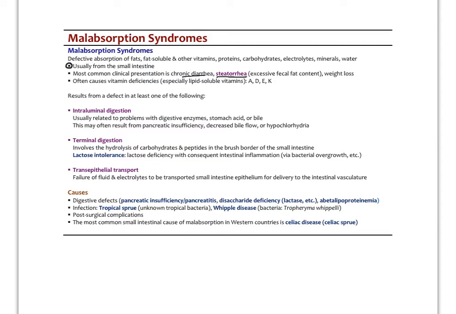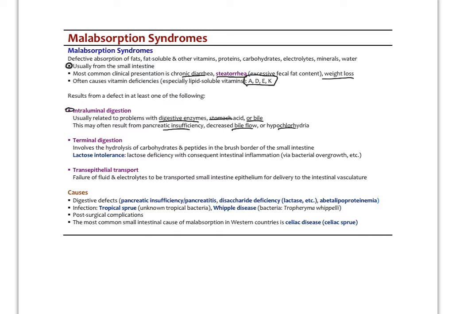Weight loss would be another classic finding of chronic malabsorption. And most particularly, we'd see malabsorption of different vitamins, but in particular, the fat-soluble vitamins A, D, E, and K. So it can result from a defect of at least one of the following, and that's intraluminal digestion. So lack of any of the digestive enzymes from the pancreas, stomach acid, or bile, as I just mentioned. So that can be from pancreatic insufficiency, decreased bile flow, or hypochlorhydria.